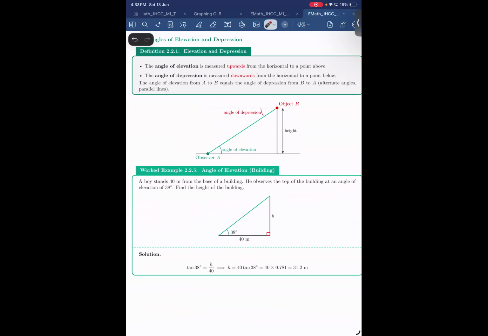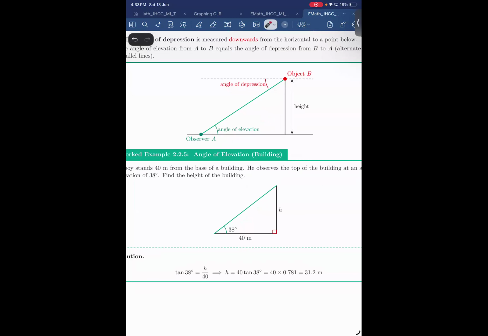So this example is simply an application of trigo in terms of angle of elevation. A boy stands 40 meters from the base of the building, meaning this is 40. Then he observes the top of the building at an angle of elevation of 38 degrees, so this is 38 degrees. Find the height of the building. You can construct a right angle triangle, so we can find out what this h is.